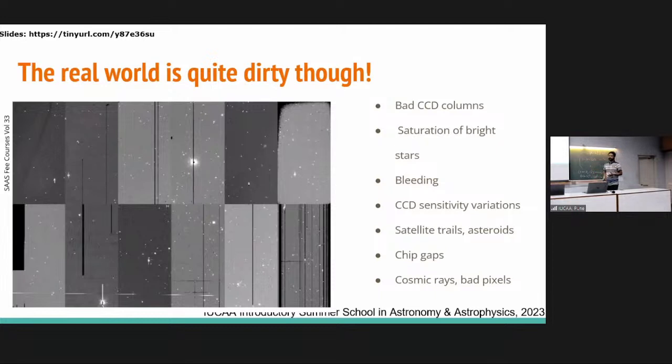And then oftentimes when you expose for a long amount of time, you will also have cosmic rays which hit your detector. Once they hit your detector, they cause some features to be imprinted on it. So you have to again deal with all these things. And then of course, sometimes your pixels just die, and so you can't do anything.